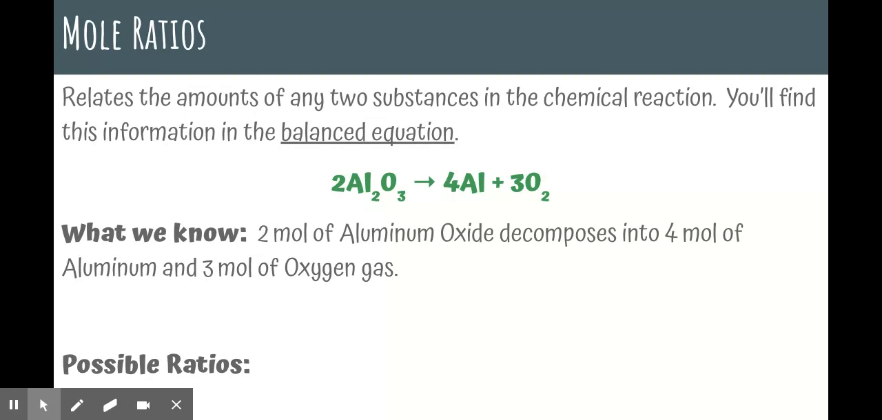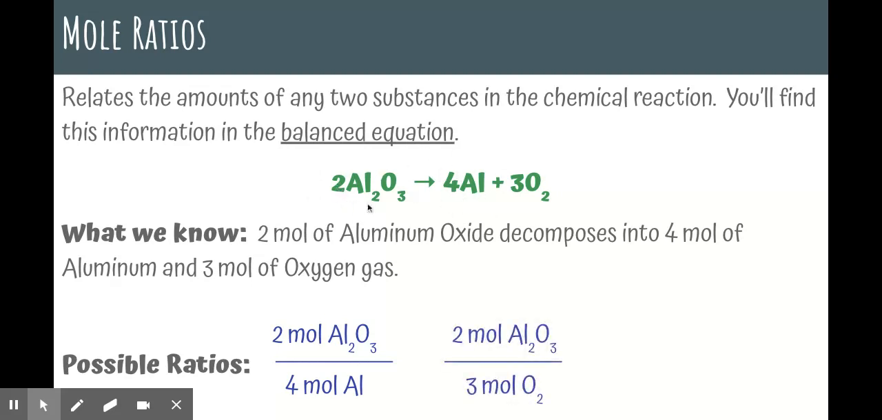So anyway, what we know from this balanced equation, the green here, is that 2 moles of aluminum oxide decomposes into 4 moles of aluminum and 3 moles of oxygen gas. Okay, you would have been given the formula, you would have balanced it, and you would have been done with that part. So possible ratios you could use: we know that 2 moles of aluminum oxide are going to be equal to 4 moles of aluminum. Okay, so 2 moles over here is going to yield 4 moles of that.